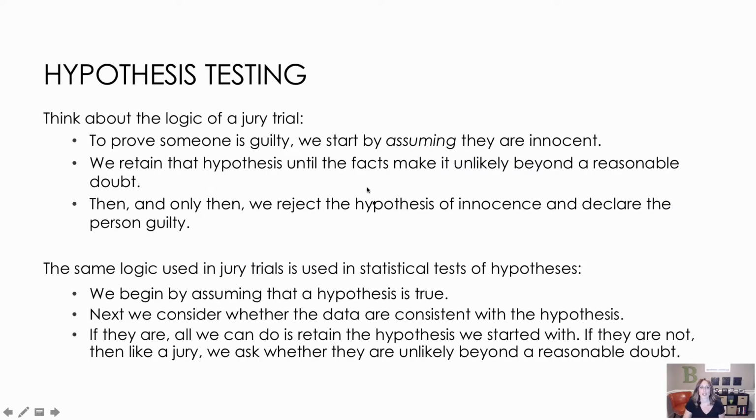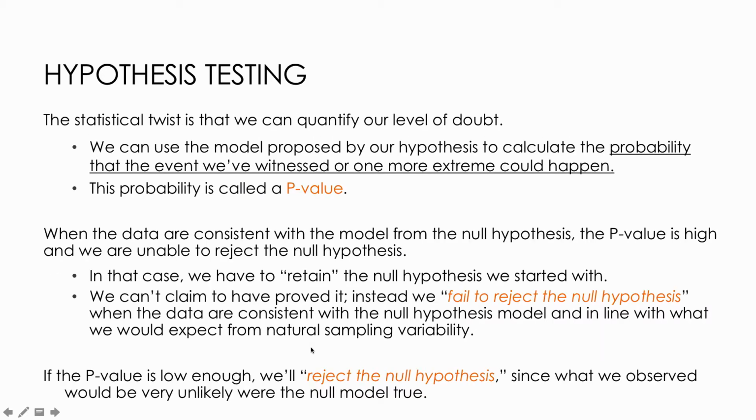So again, think about a jury trial. To prove someone is guilty, we start by assuming that they are innocent. We retain that hypothesis, we say you're innocent until we have enough facts to say beyond a reasonable doubt that you are in fact guilty. And then we can say, yes, we were going to reject the hypothesis that you were innocent. Yes, you're guilty. Now the same thing, we never say, oh, you have been found innocent. We say you've been found not guilty. Not guilty means that's what we found. We didn't say you were innocent. We just said we don't have enough information to prove that you are guilty. So that's kind of the same process that we're going to look at with hypothesis testing.